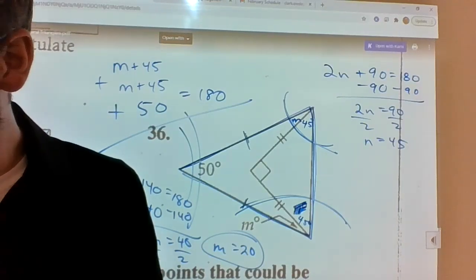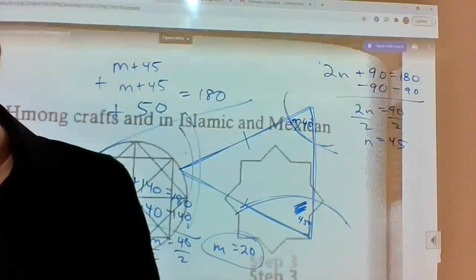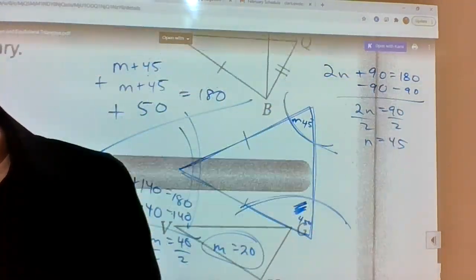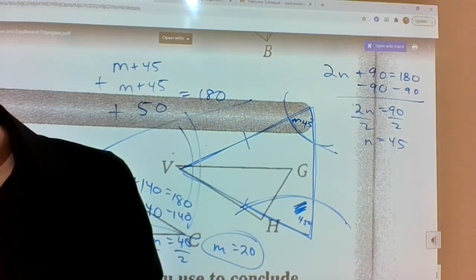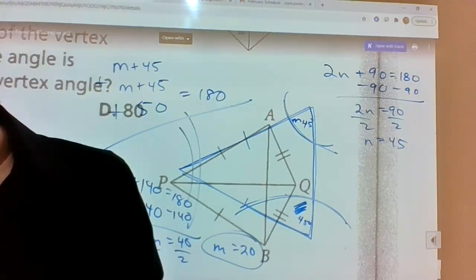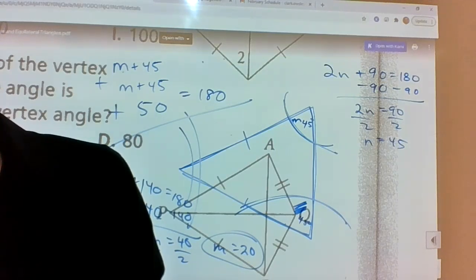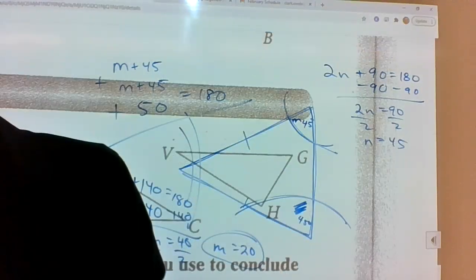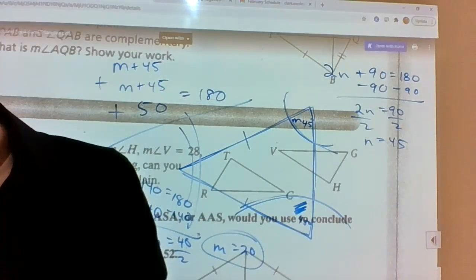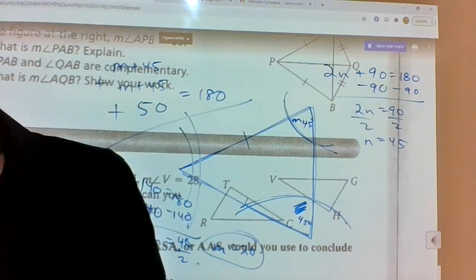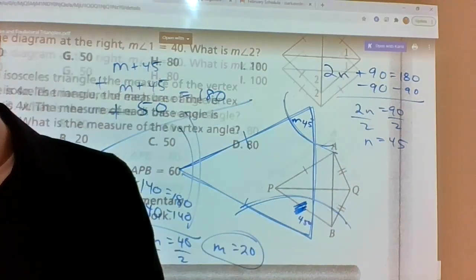All right, last one is number 48. Sorry, I'm trying to manage this a little bit. It's proving to be difficult. All right, number 48.